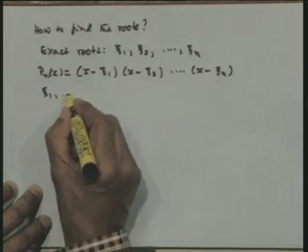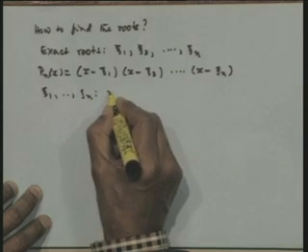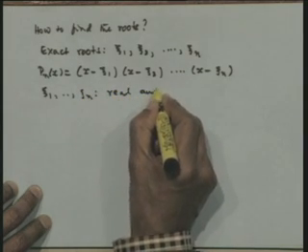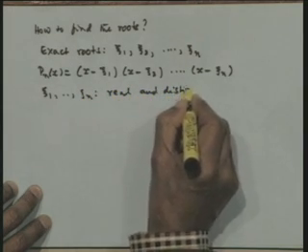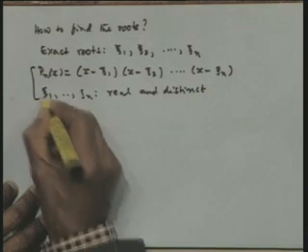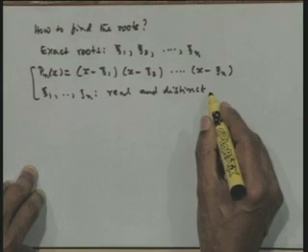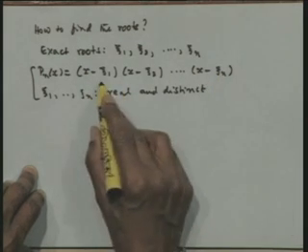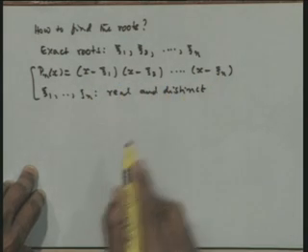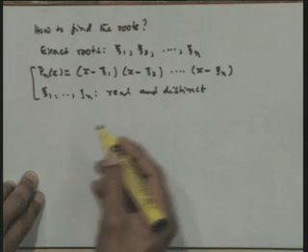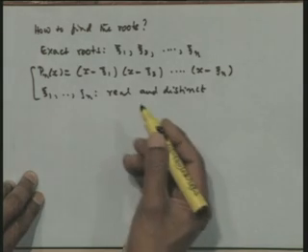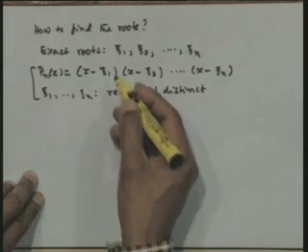Let us take them as xi1, xi2, ..., xin. We have taken these as real and distinct. Once I take the roots as real and distinct, then I can always factorize and write it as (x minus xi1)(x minus xi2)...(x minus xin). If they are real and have multiplicity, I can also write it even then.